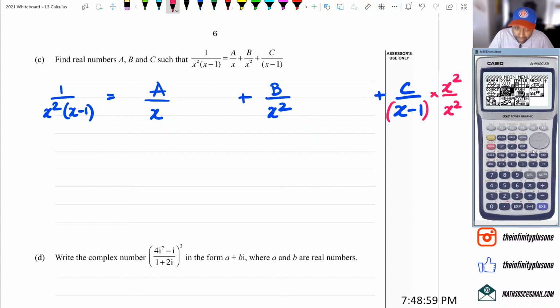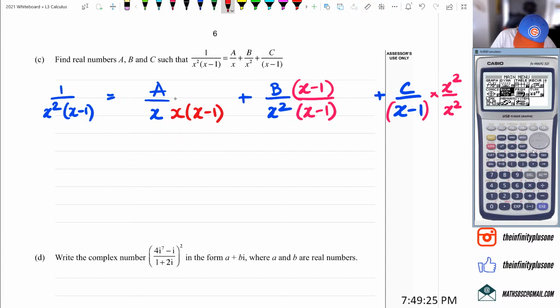Then I'm looking at b over x squared. Now, x squared is already there on the left-hand side, but what it doesn't have is x minus 1. So I'm going to multiply by x minus 1 in the denominator and x minus 1 in the numerator. I'm hoping we're good so far. And then for a over x, what's missing is I've got to multiply x by another x to get x squared, and also by x minus 1. So the numerator I'm going to get is a times x times x minus 1.